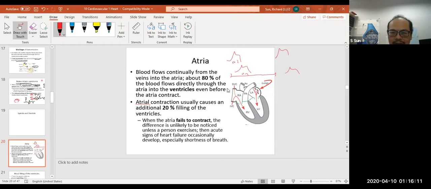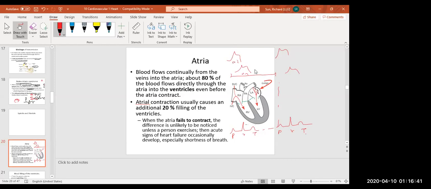So here we will have the P, QRS, and the T, another P, QRS, and the T. So that's P, QRS, and the T, P, QRS, and the T. Does it make sense?